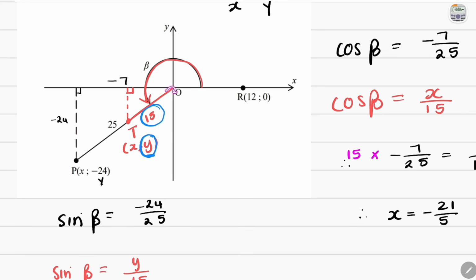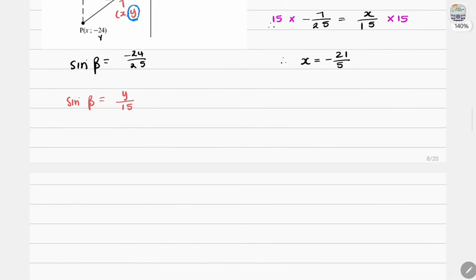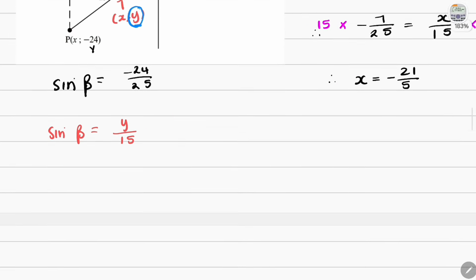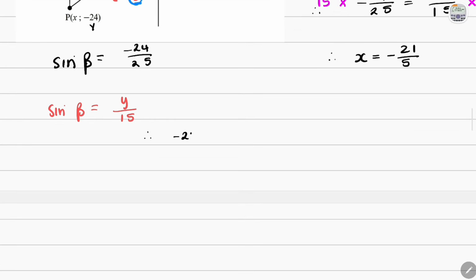So it doesn't matter where this point is, as long as it is a point that is on this line, even if it was extended, as long as they are collinear, they would still form the exact same angle size when you measure from the x-axis, meaning all their trig ratios will be the same. So this is finally equal to, and we're going to equate these, negative 24 over 25 is equal to y over 15.